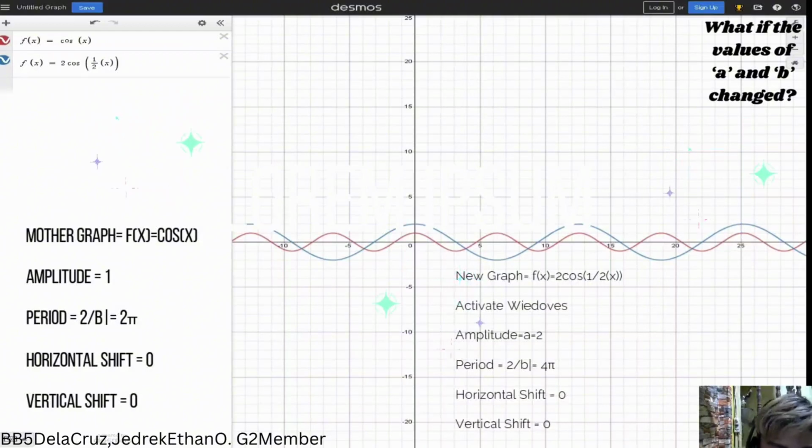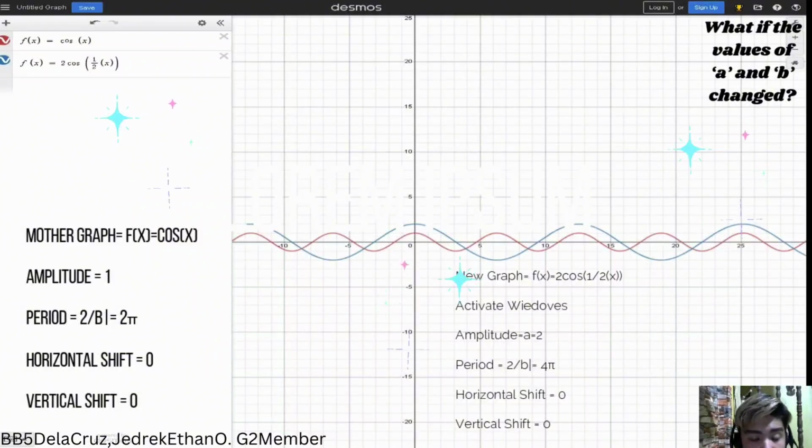Next, the horizontal shift. To determine this horizontal shift, we'll use the general form, cosine open parenthesis a times x minus b close parenthesis, where b is the horizontal shift. In this case, there is no constant inside the cosine function with the x, so there is no horizontal shift.